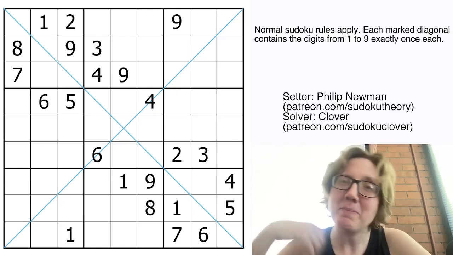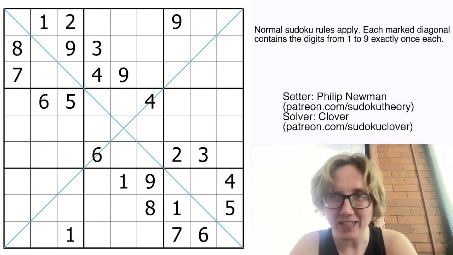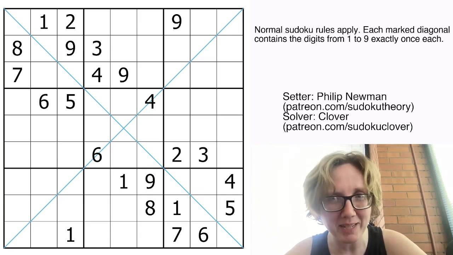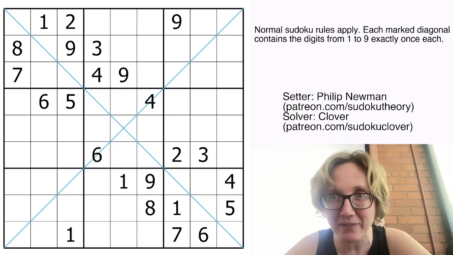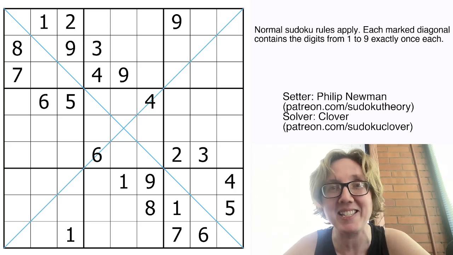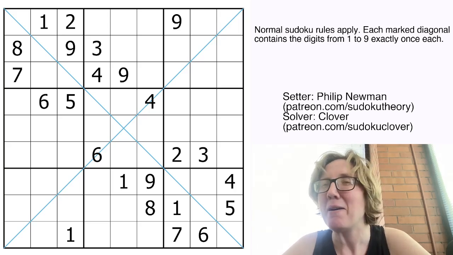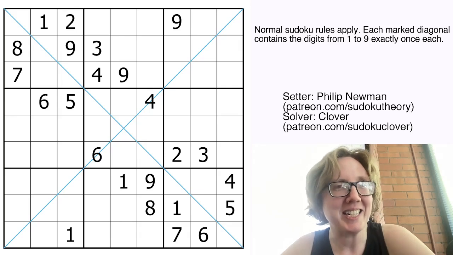I have an unexpected day off of my day job today, and I am testing an as of yet untitled Philip Newman diagonal Sudoku that I have not tried before. I'm doing this blind. This is my first time seeing this puzzle. In fact, I believe its solve counter is currently at 0. So this is going to be the first ever solve of a brand new, fresh as fresh can be Philip Newman diagonal Sudoku. So let's check it out.